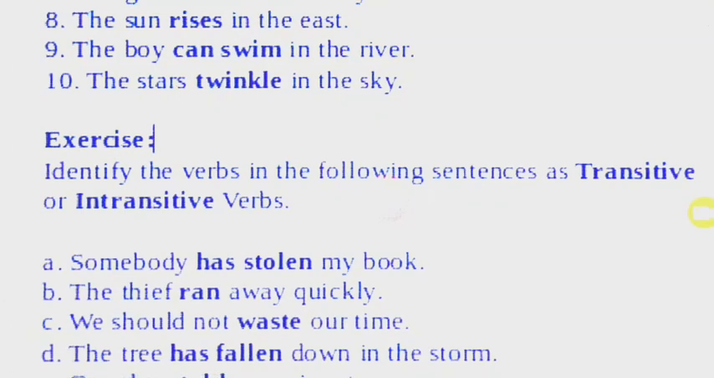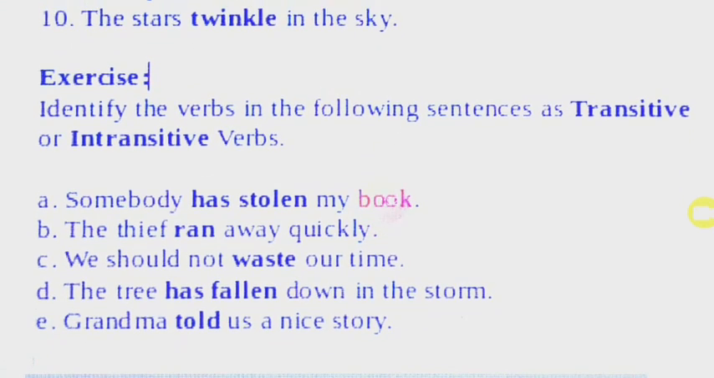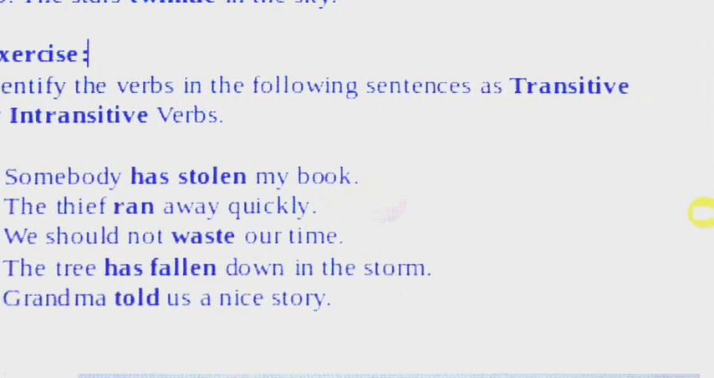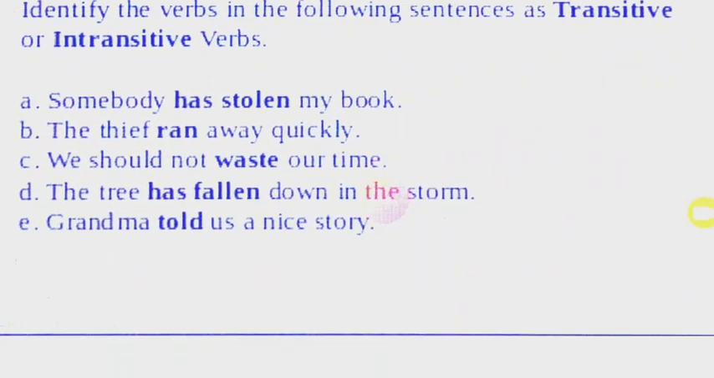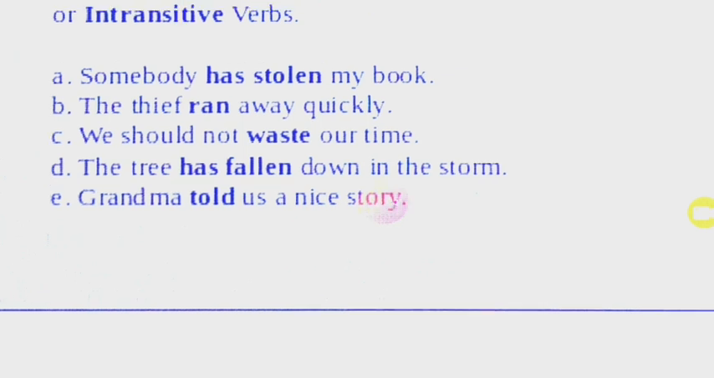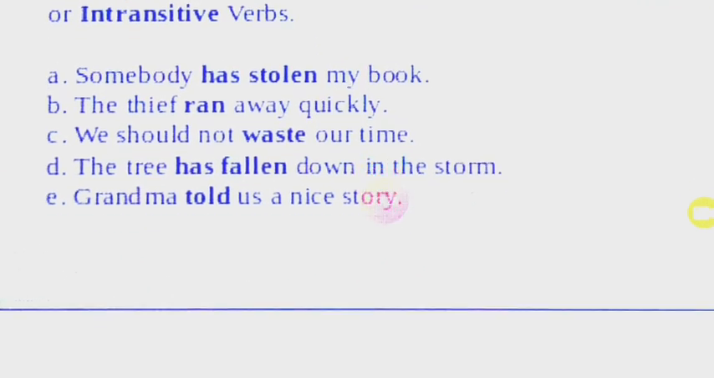So let's test ourselves. Here are a few questions for testing your own understanding. Identify the verbs in the following sentences as transitive or intransitive. Somebody has stolen my book. Has stolen is the main verb; is it transitive or intransitive? We have to check whether my book is an object or not. If it is an object, the verb is transitive, and if not, it is intransitive. To be an object, it must be either a noun or a pronoun; it cannot be an adverbial or adverb.